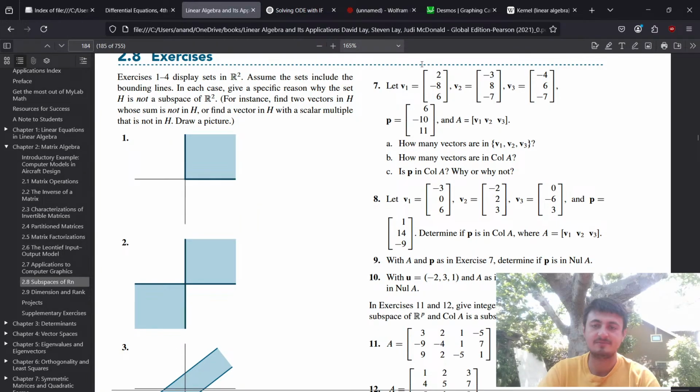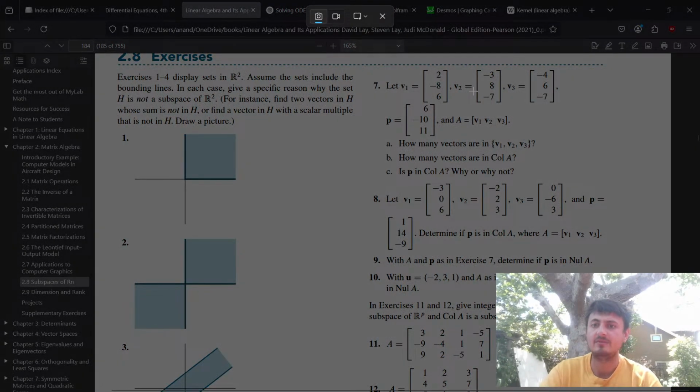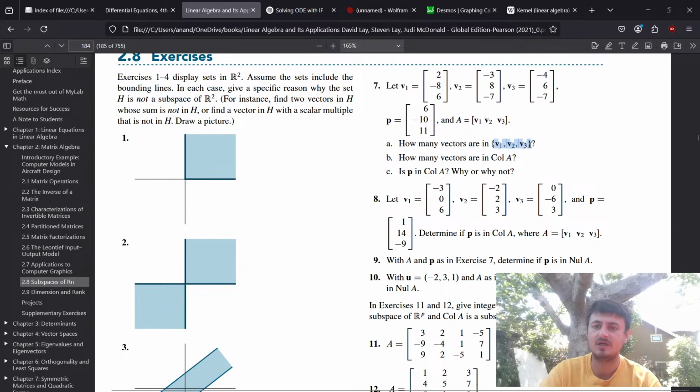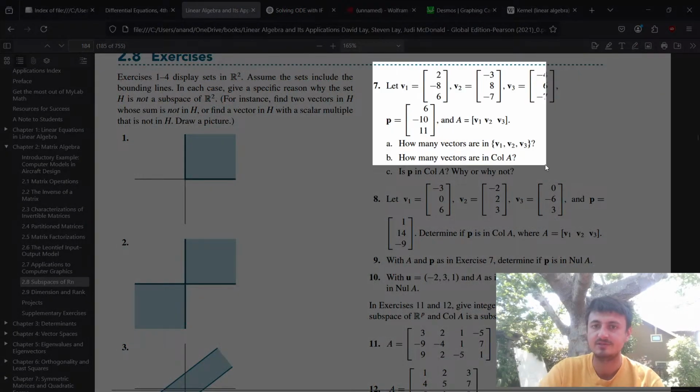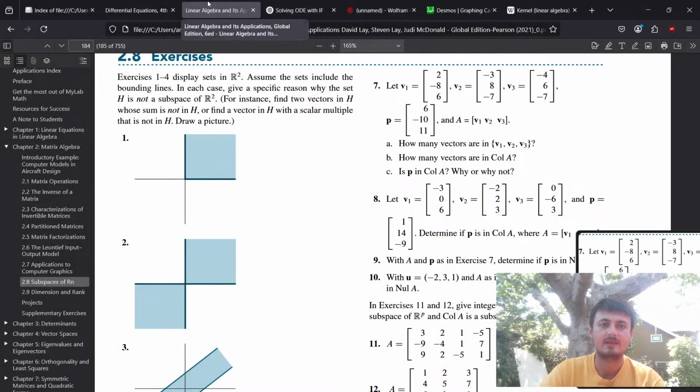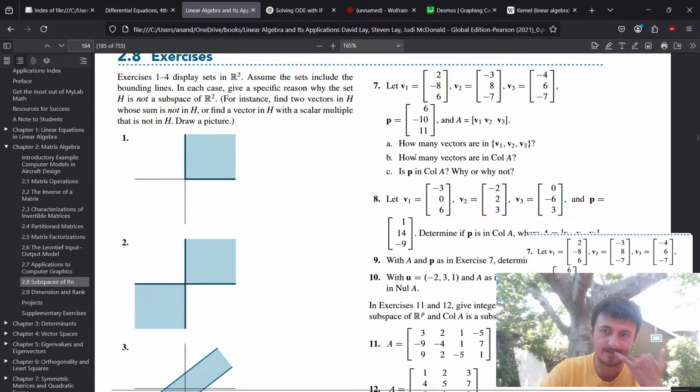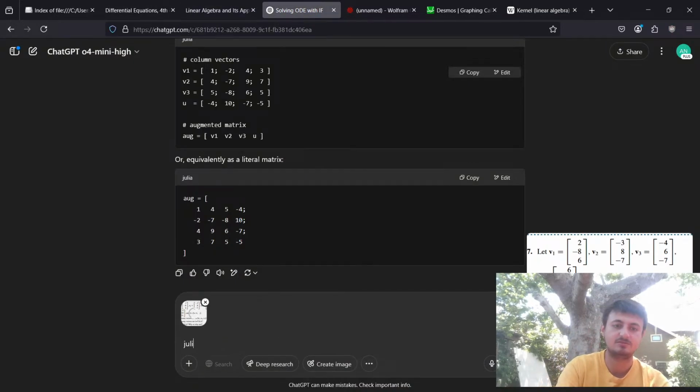All right, let's do this next one. How many vectors are in V1? There's 3 vectors in that. How many vectors in the column space? Infinite. Right? No matter what, unless the column space is just the 0 vector, then it's infinite because you could just take an infinite number of scalar multiples. Is P in it? All right, let's get the Julian then.